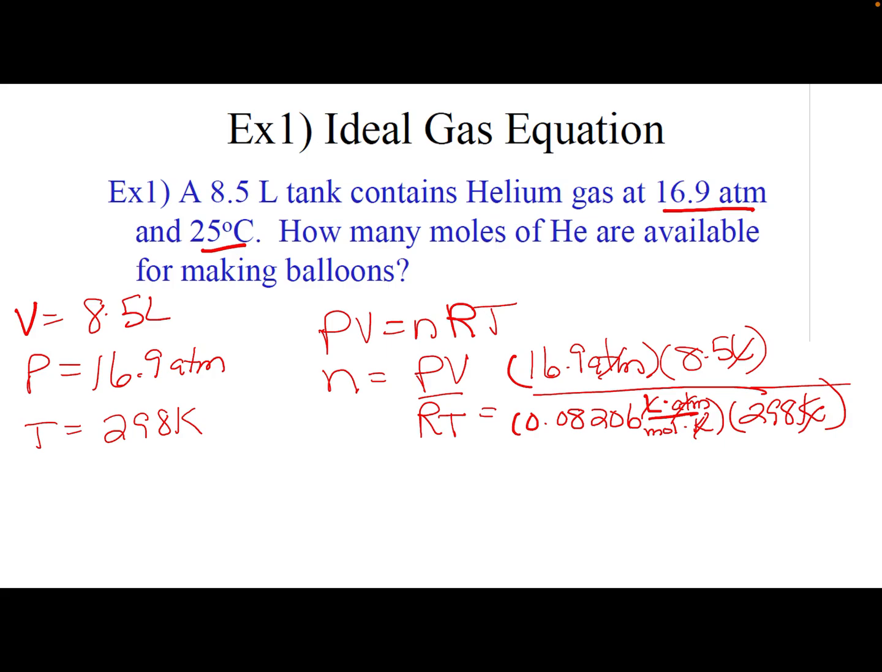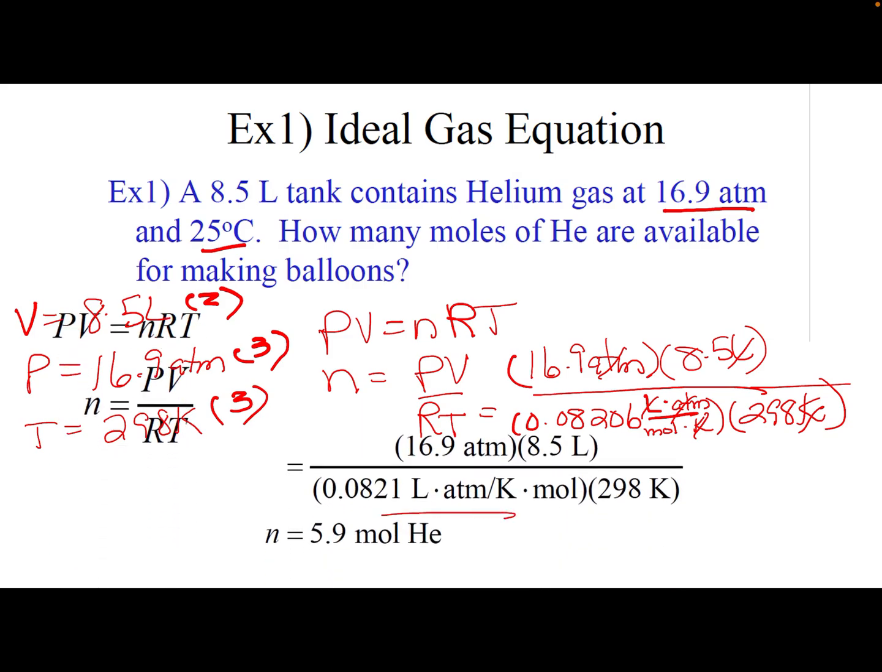Now, plug this into your calculator. The next thing to ask yourself is, hey, how many significant figures does my answer have to have in it? So I'm going to look at the data I've been given. This one has 2, this one has 3, this one has 3. So your final answer should have 3 significant figures. So put this in your calculator now and see what you get. You should get 5.9 moles of helium.